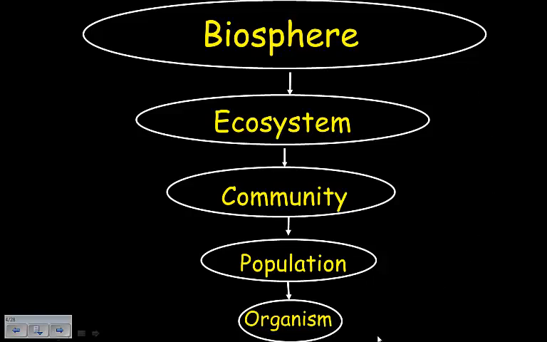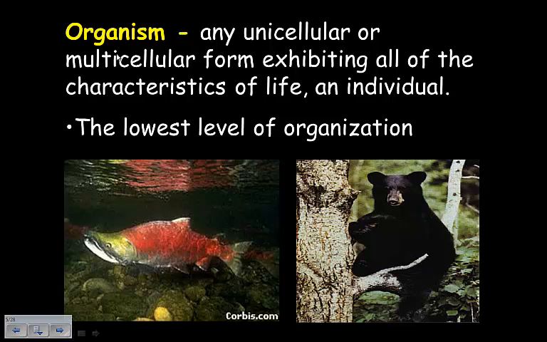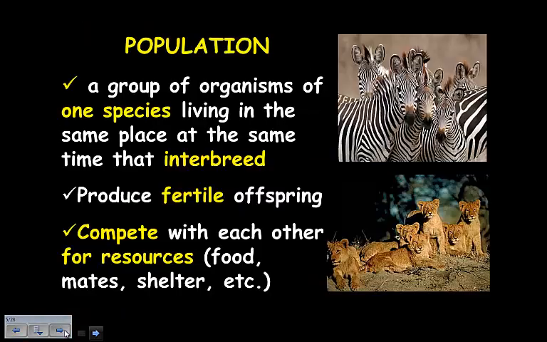Okay, so here is a chart going from the simplest to the most complex in these levels of organization. We're going to start here at the organism. The organism is any unicellular organism. Remember, uni means one, so a one-celled organism, or multicellular, so more than one cell, but it's an individual. This is the lowest level of organization. It's one fish, it's one bear, all right? So that's just one of it.